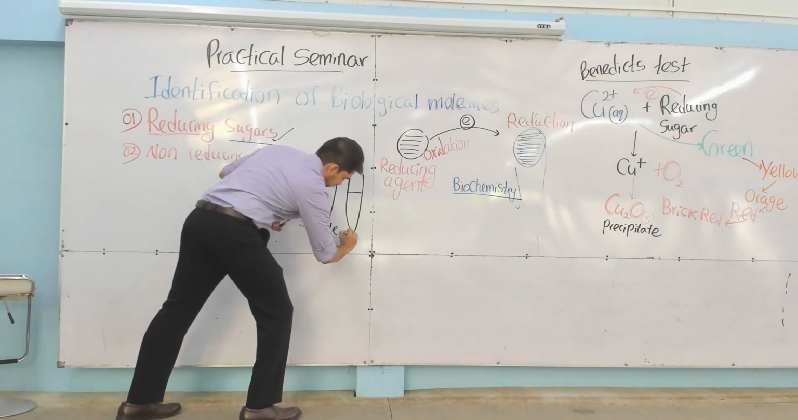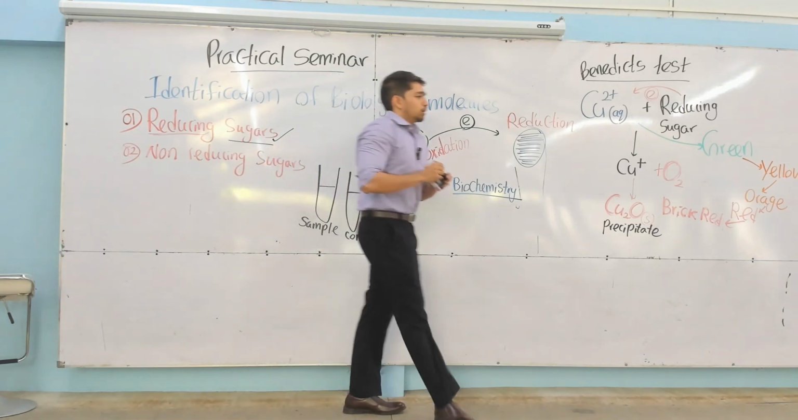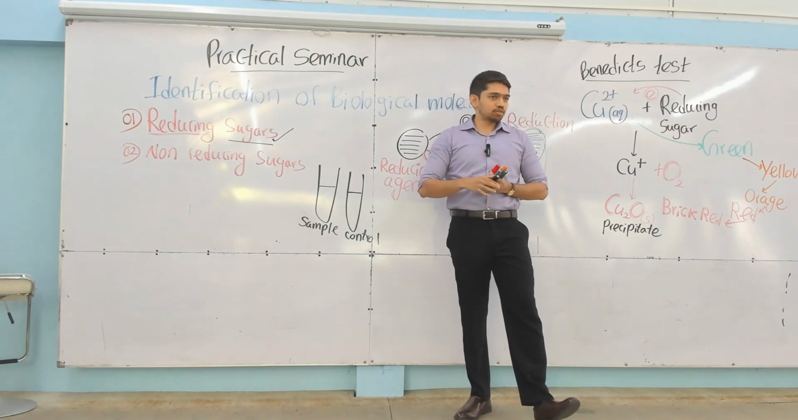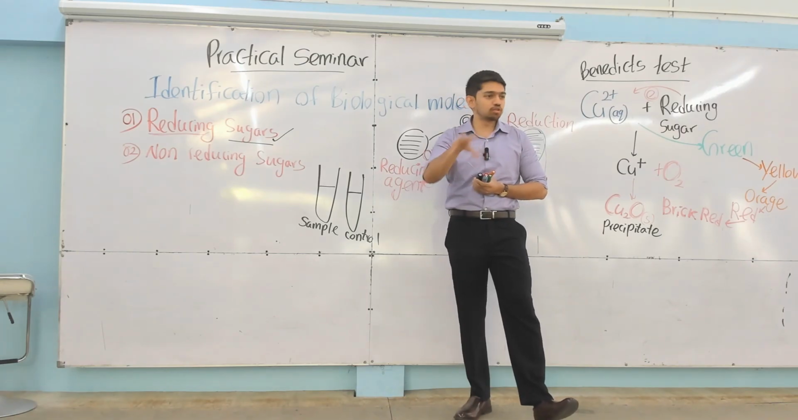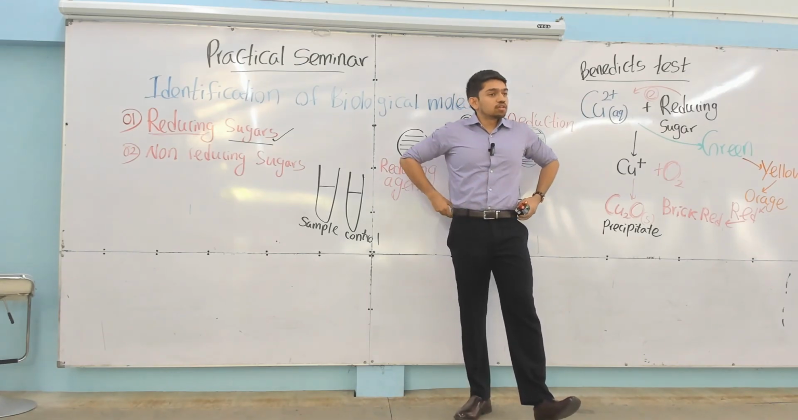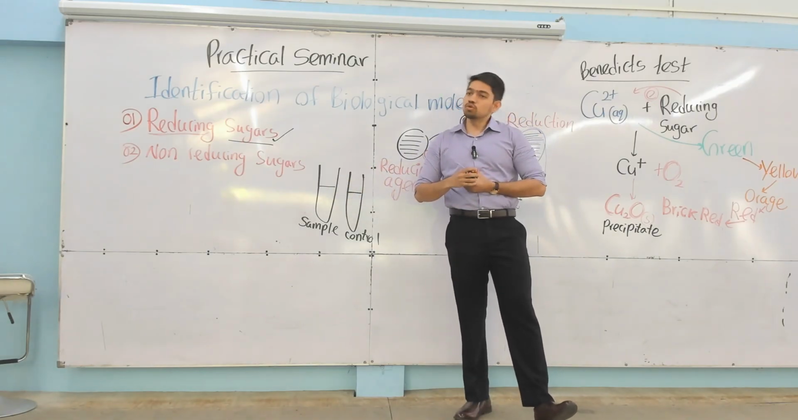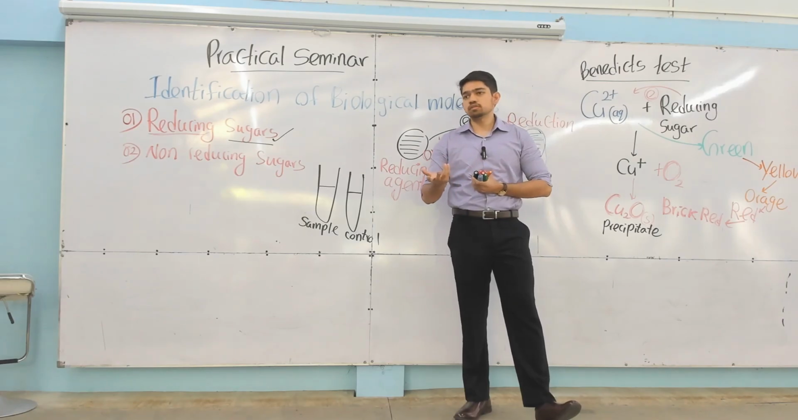Okay, the sample and the control. Then imagine you are testing for sugar in a urine sample. Okay, the urine test, right? How do you get a urine sample with glucose? Again, someone with diabetes. Someone with diabetes.